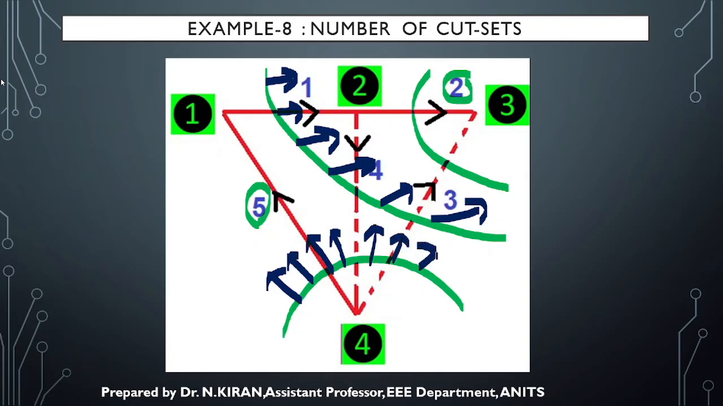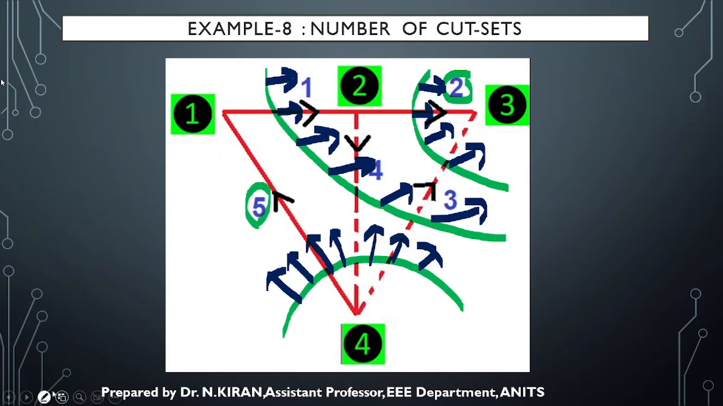Similarly, if I consider the second twig, since the second twig direction is towards the right side, the cut set that I have considered because of the second twig should also have the same direction. So this is how we construct a cut set for a given graph, and this is how we give the direction to that particular cut set.